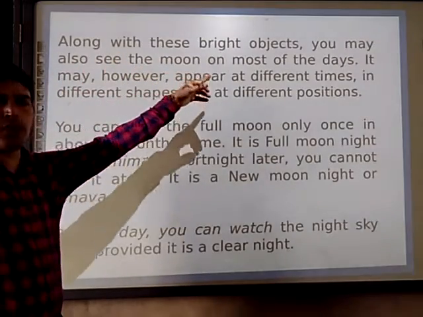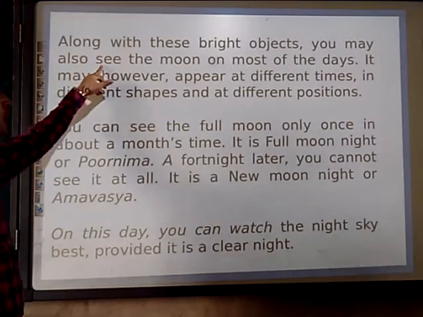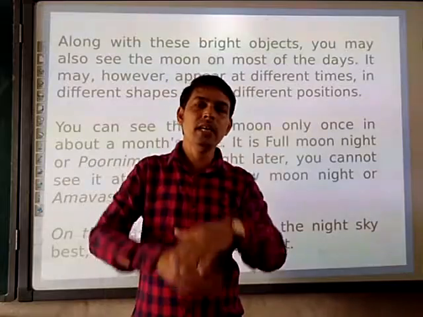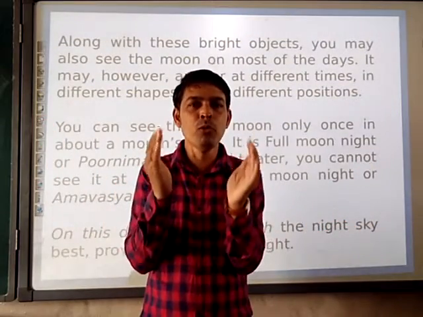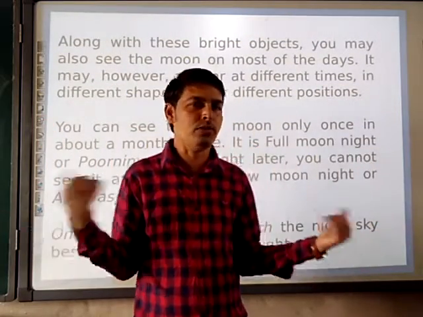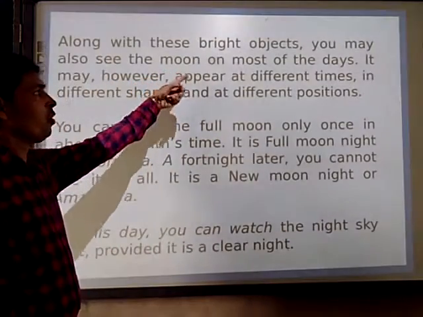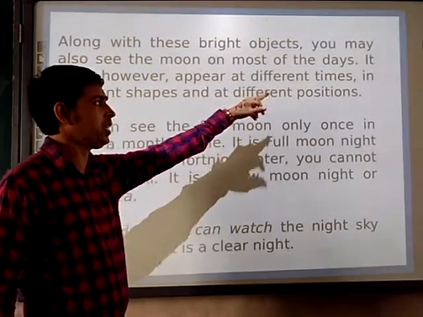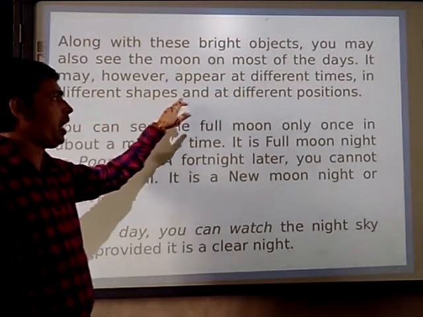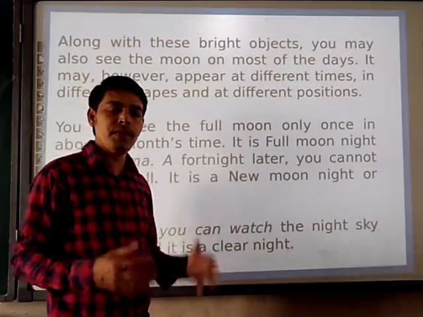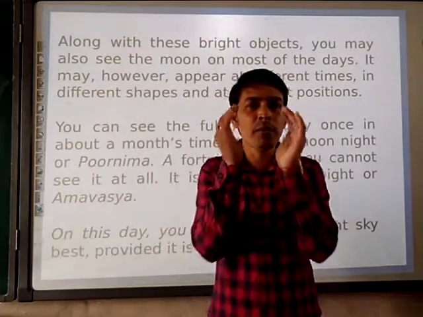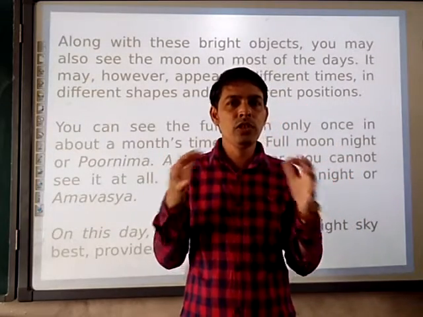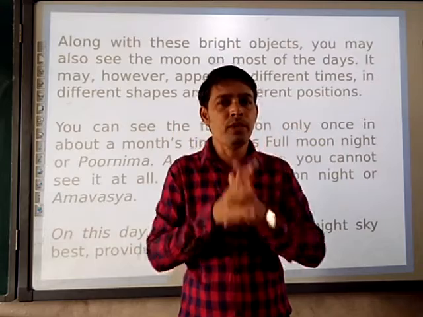Along with these bright objects, you may also see the moon. You have already seen it from your childhood up to now. In the night sky, you observe the moon and the stars. The moon may appear at different times, in different shapes and at different positions. Here we are going to discuss the moon, sometimes very big, when we talk about Purnima, right? So on the full moon day and new moon day, we are going to see.